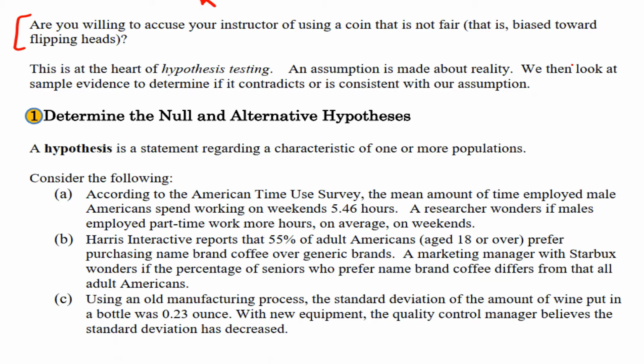Another example. Harris Interactive reports that 55% of adult Americans aged 18 or over prefer purchasing name brand coffee over generic brands. A marketing manager with Starbucks wonders if the percentage of seniors who prefer name brand coffee differs from that of all adult Americans. Or a third scenario, using an old manufacturing process, the standard deviation of the amount of wine put in a bottle was 0.23 ounce. With new equipment, the quality control manager believes the standard deviation has decreased.